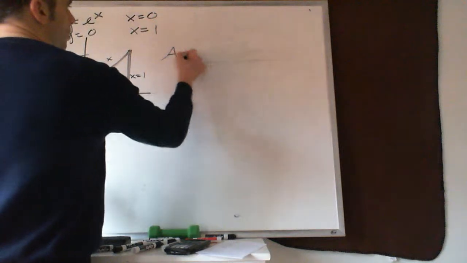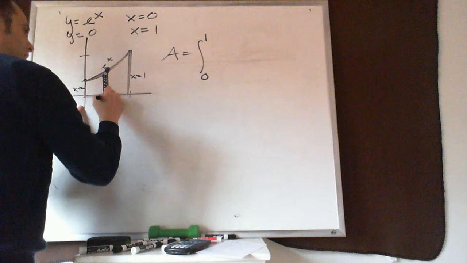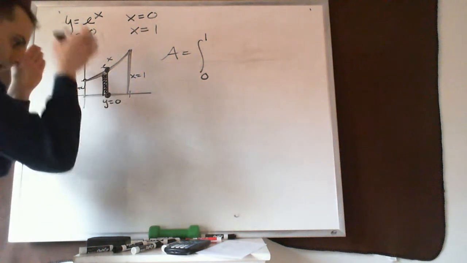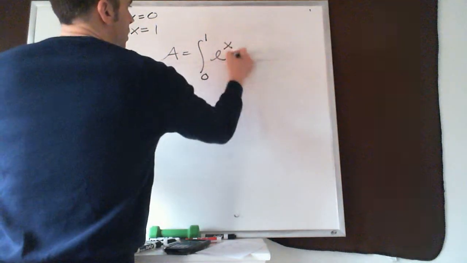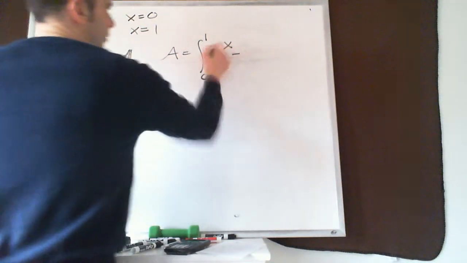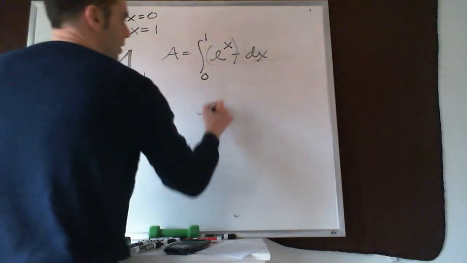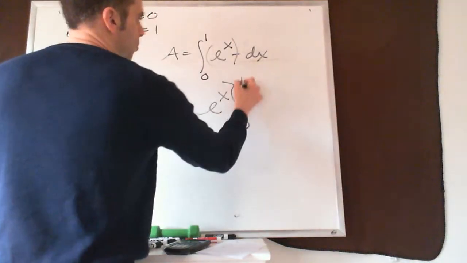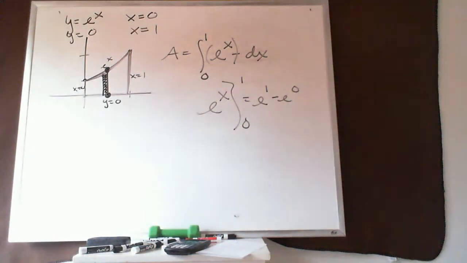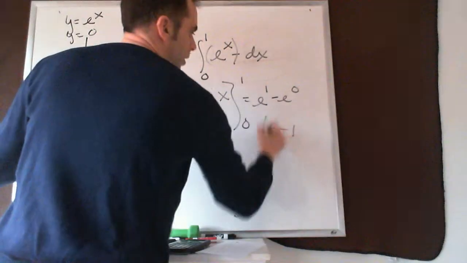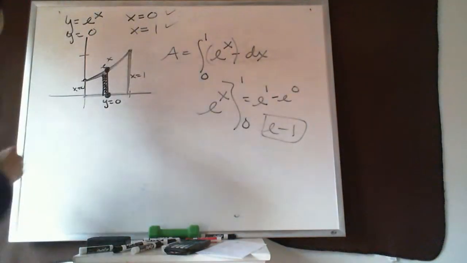So the area would be equal to the definite integral from 0 to 1 of the top minus the bottom. When that rectangle is vertical again, it's top minus bottom. So it's going to be e to the x minus 0 dx. And the antiderivative of e to the x is e to the x from 0 to 1. Be careful here, don't be so quick to think that that's 0, because e to the 0, as you know, is 1.